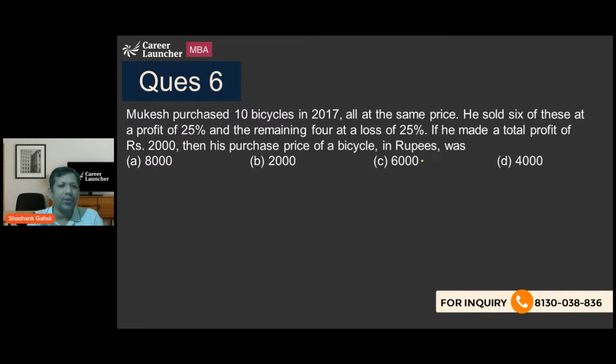We have assumed the cost price of the bicycle. But in this question, the cost price of the bicycle itself is asked, right? So you can't assume it. So generally we assume 100, but in this case I'm going to assume 100x. I'm assuming that the cost of one bicycle is 100x.